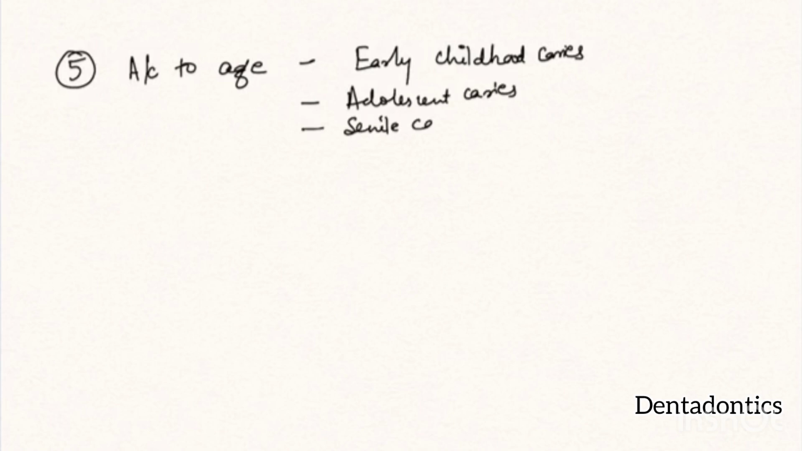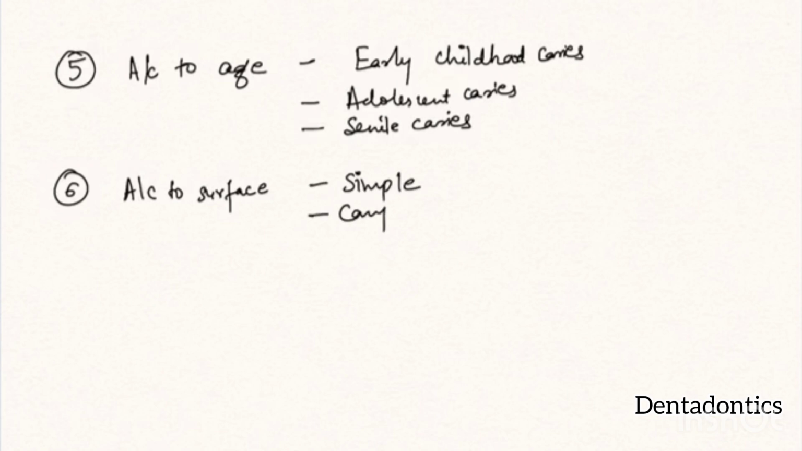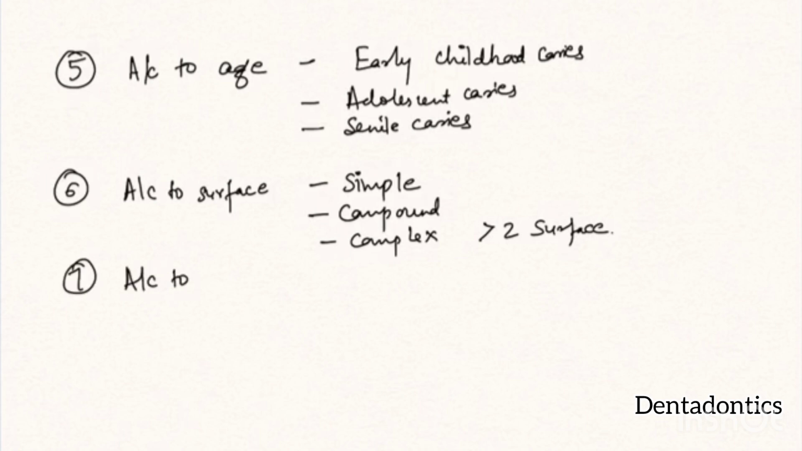Then according to the surface, it can be simple caries, compound caries and complex caries. Simple caries involve only one surface of the tooth, compound caries involve two surfaces of the tooth, and complex caries involve more than two surfaces of the tooth. Then according to the type of surface, it can involve the occlusal surface or the proximal surface. So based on this, we can classify the different types of dental caries.